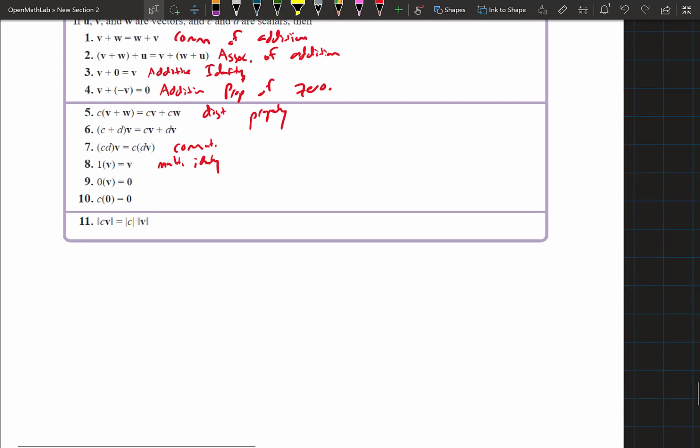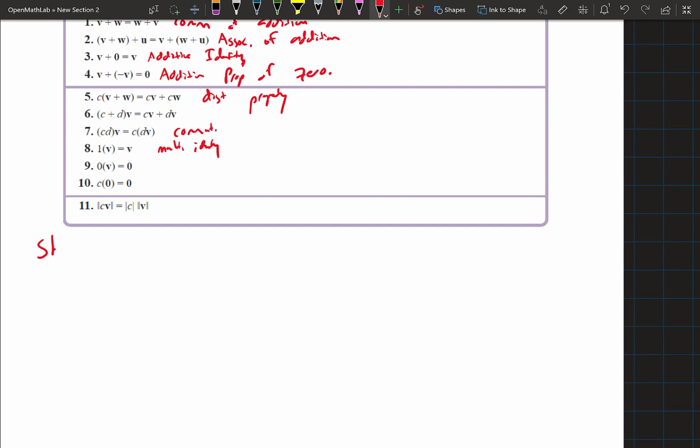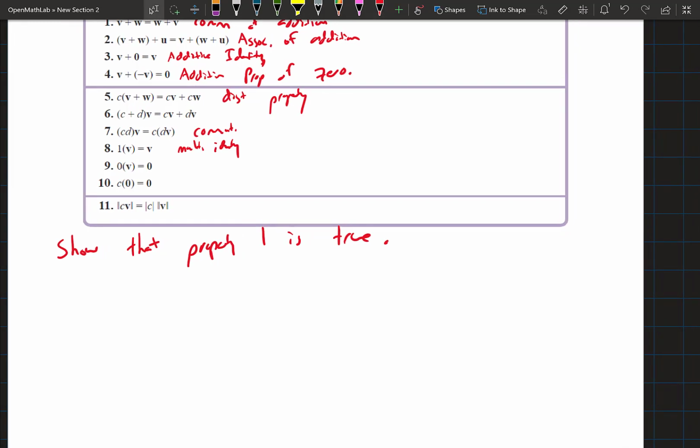So what I want to do now really quick, just to finish this video up, is show you that property 1 is true. I won't go through all 11 of these, but just to give you a hint that we can show that property 1 is true. And of course all of these do hold. So let me just prove this. Let vector v have the components a1, b1, and vector w have the components a2, b2.